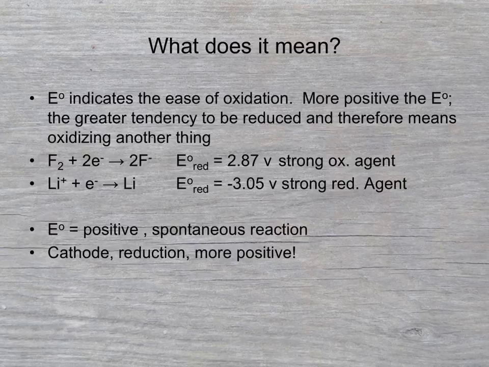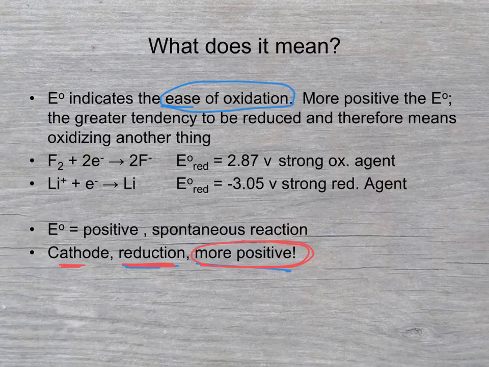Our E value indicates the ease of reduction. How easy is it to be oxidized and therefore lose electrons? The more positive the E, the greater the tendency to be reduced, and therefore it means oxidizing another thing. So the more positive is our reduction, and that happens at the cathode. If you're looking at your values, for instance, we have 2.87 and we have negative 3.05. These are probably the two highest and lowest values.